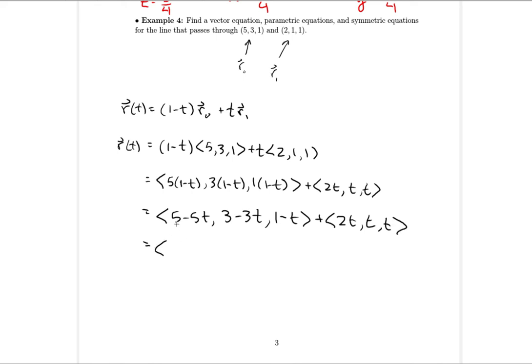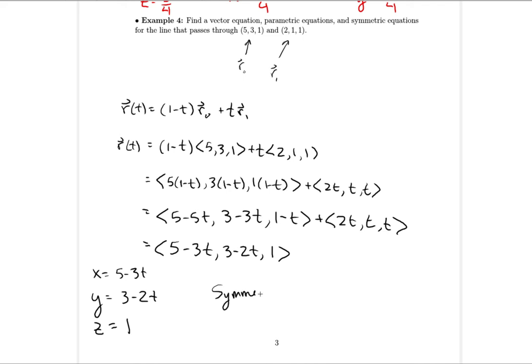And then we can put those together. So 5 minus 3t, 3 minus 2t, and then just plain old 1 there at the end. All right, so there is our vector equation. Okay, so then our parametric equations are x equals 5 minus 3t, y equals 3 minus 2t, z equals 1. But how about our symmetric equations?